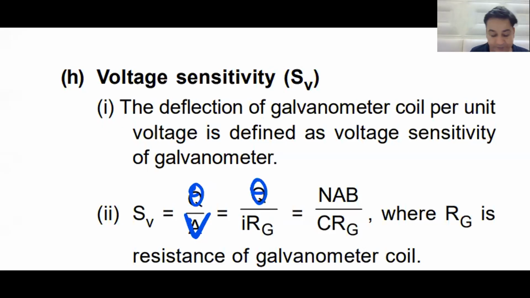If you have noted this, then you should also note voltage sensitivity. Current sensitivity was deflection per unit current. Voltage sensitivity is deflection per unit voltage. Theta divided by V is theta divided by I into Rg, where Rg is the resistance of the galvanometer coil. Theta by I is NAB divided by C. So it becomes NAB divided by C into Rg. Just note this formula.